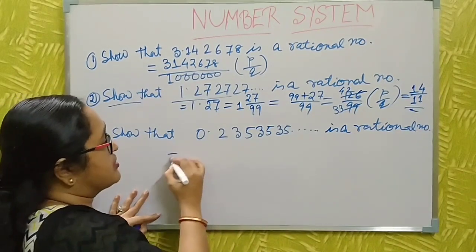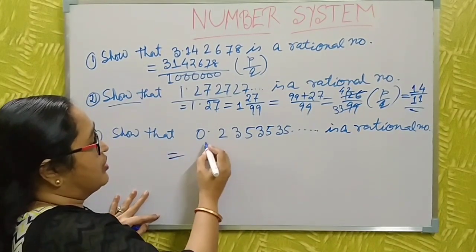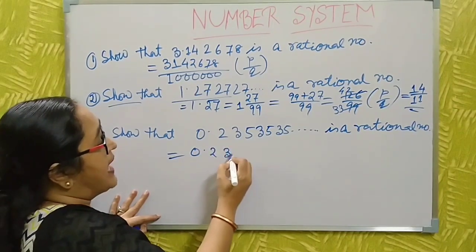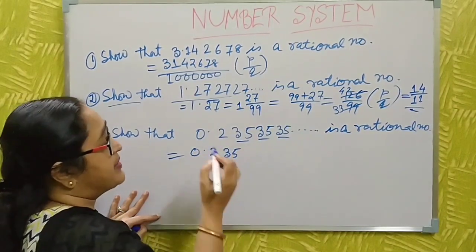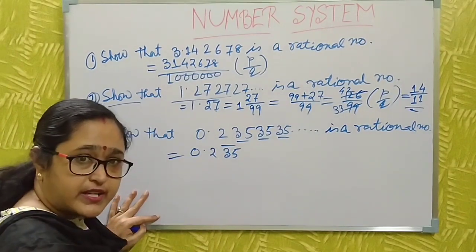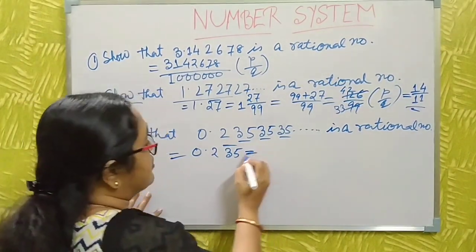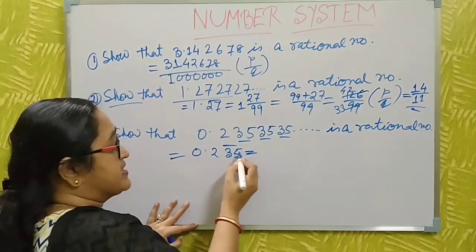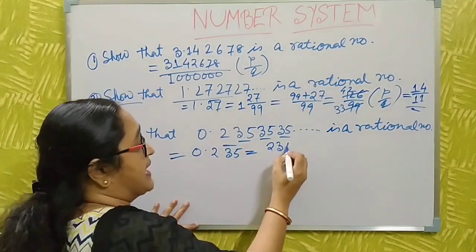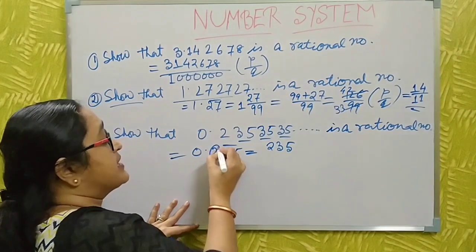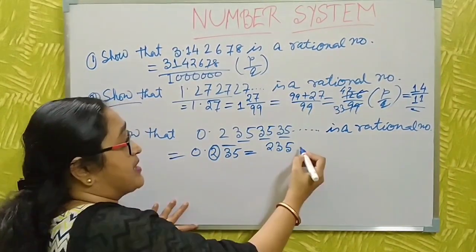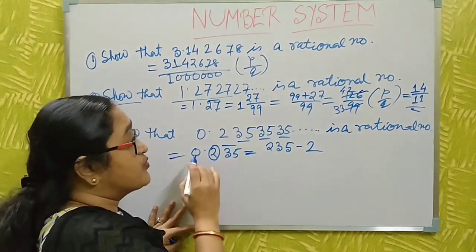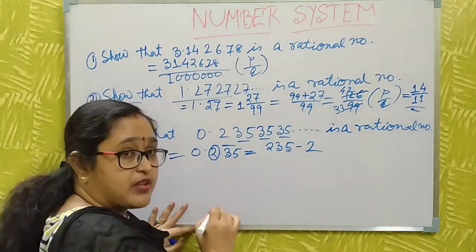Now this is also, here you can write 0.2 and 35 35 35 35 repeating. That's why you put 35 here also. Okay, now just look at this one. After the decimal you put the recurring part on the upper side, and the number which is without recurring, you just subtract this number. Listen carefully. The number which is without recurring, you just subtract this number.